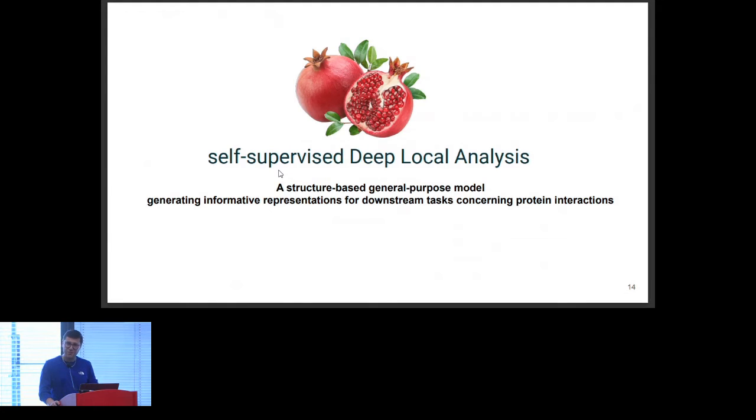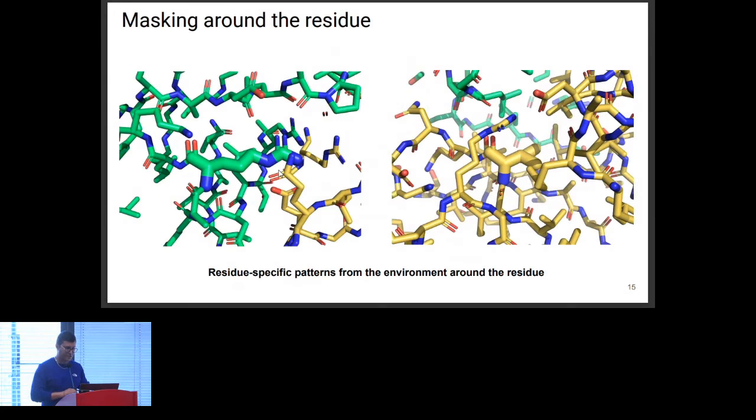So our approach is called deep local analysis, and the first part of our algorithm is called SSDLA, which stands for self-supervised deep local analysis. It is a structure-based general purpose model to generate informative representations that can help us in the downstream tasks concerning protein-protein interactions. So the goal of this model is to identify the residue-specific patterns from the environment around the residue. And we use masking techniques and self-supervised techniques to build this model.